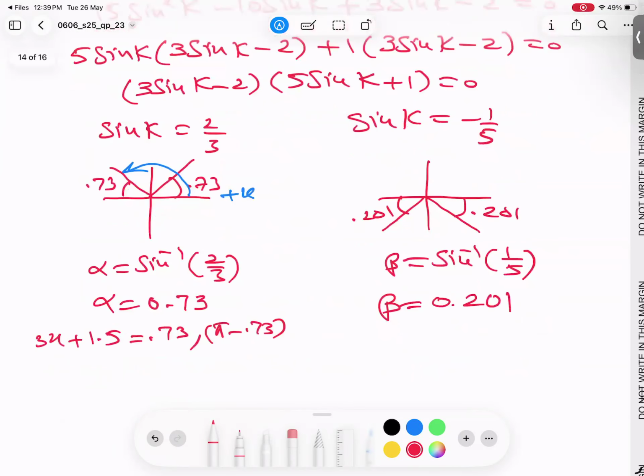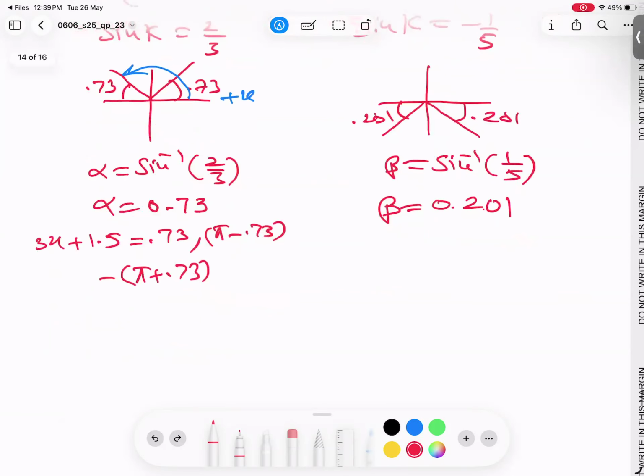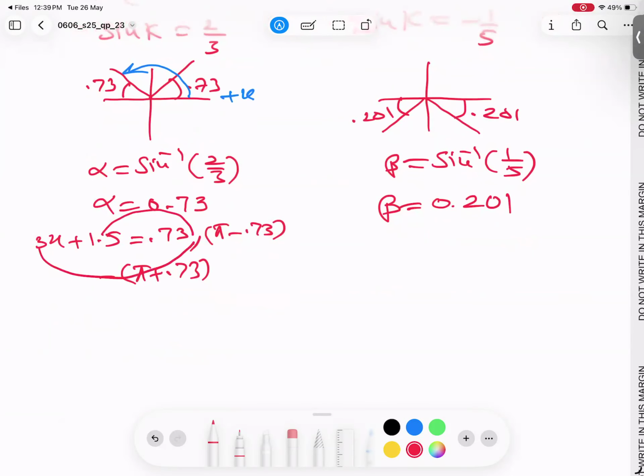Now, can we go clockwise? I can check one answer, maybe it comes in our range. So what is this one? Pi plus 0.73, but outside I'm putting a negative, as I'm going clockwise. This is pi, a straight line, pi plus 0.73, and outside negative. So students, now one by one I will do it: 1.5 subtract, 3 divide. So all three values, I'm going to check now.